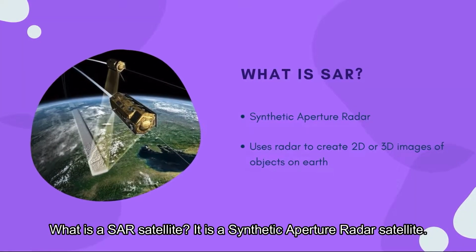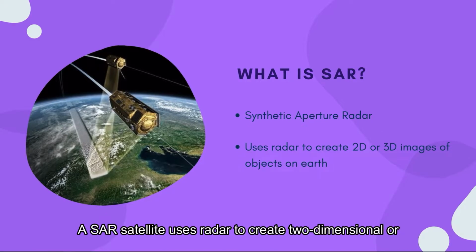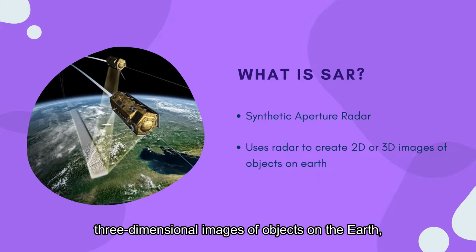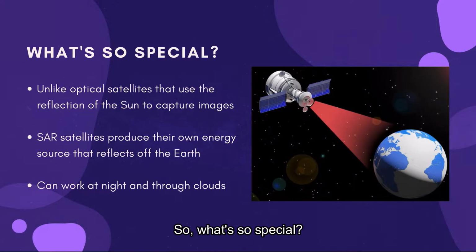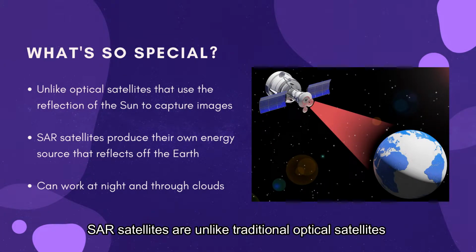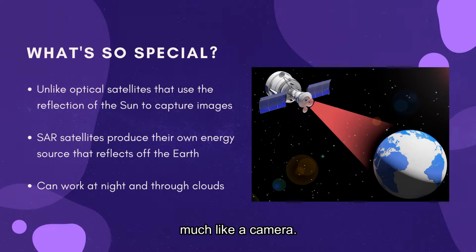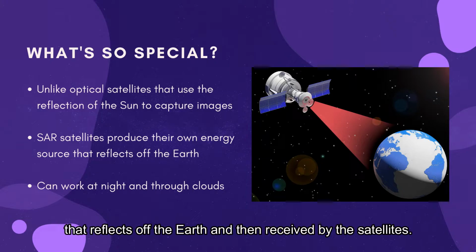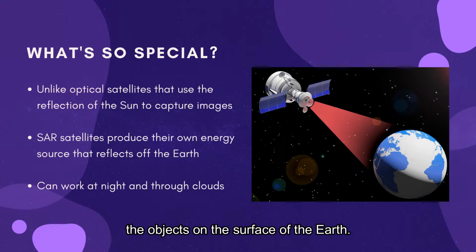What is a SAR satellite? It is a synthetic aperture radar satellite. A SAR satellite uses radar to create two-dimensional or three-dimensional images of objects on the Earth, such as landscapes and buildings. So, what's so special? SAR satellites are unlike traditional optical satellites that use the reflection of the sun to capture the images, much like a camera. Instead, SAR satellites produce their own energy source that reflects off the Earth and is then received by the satellites. This allows the SAR satellites to measure and construct the objects on the surface of the Earth.